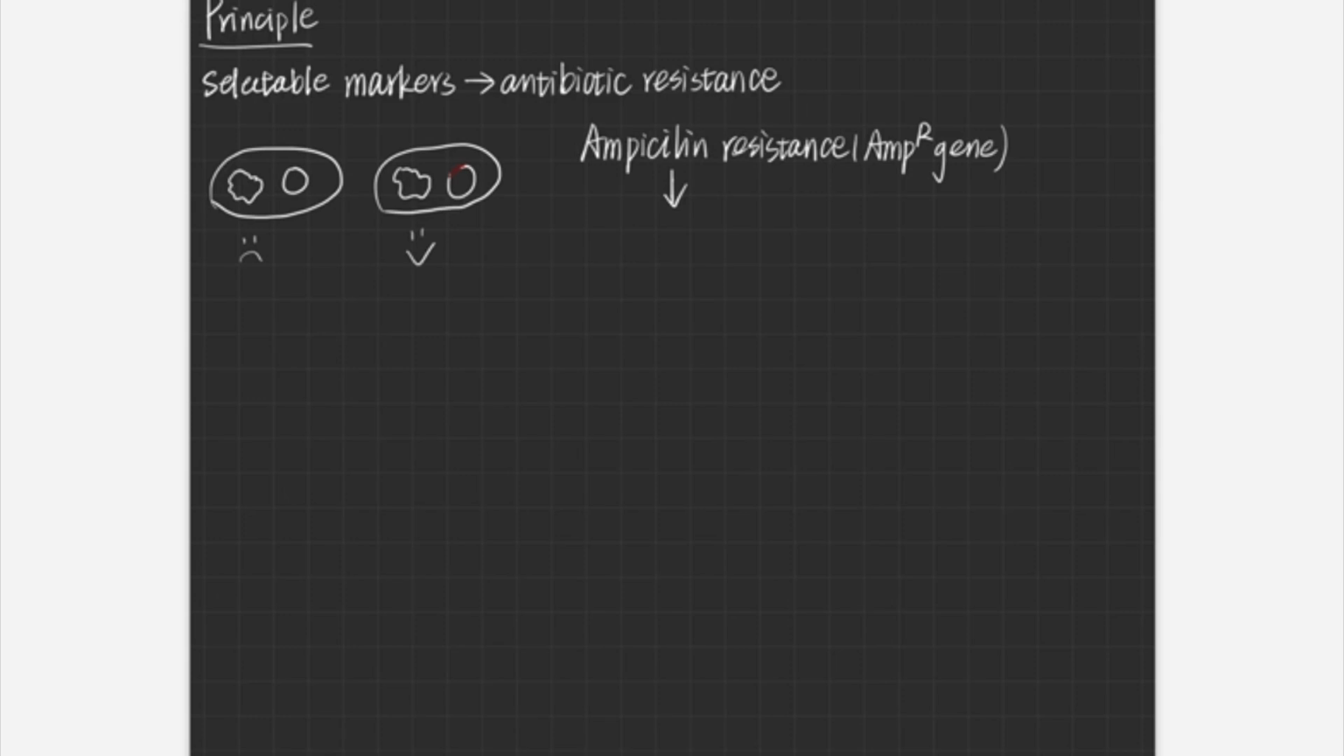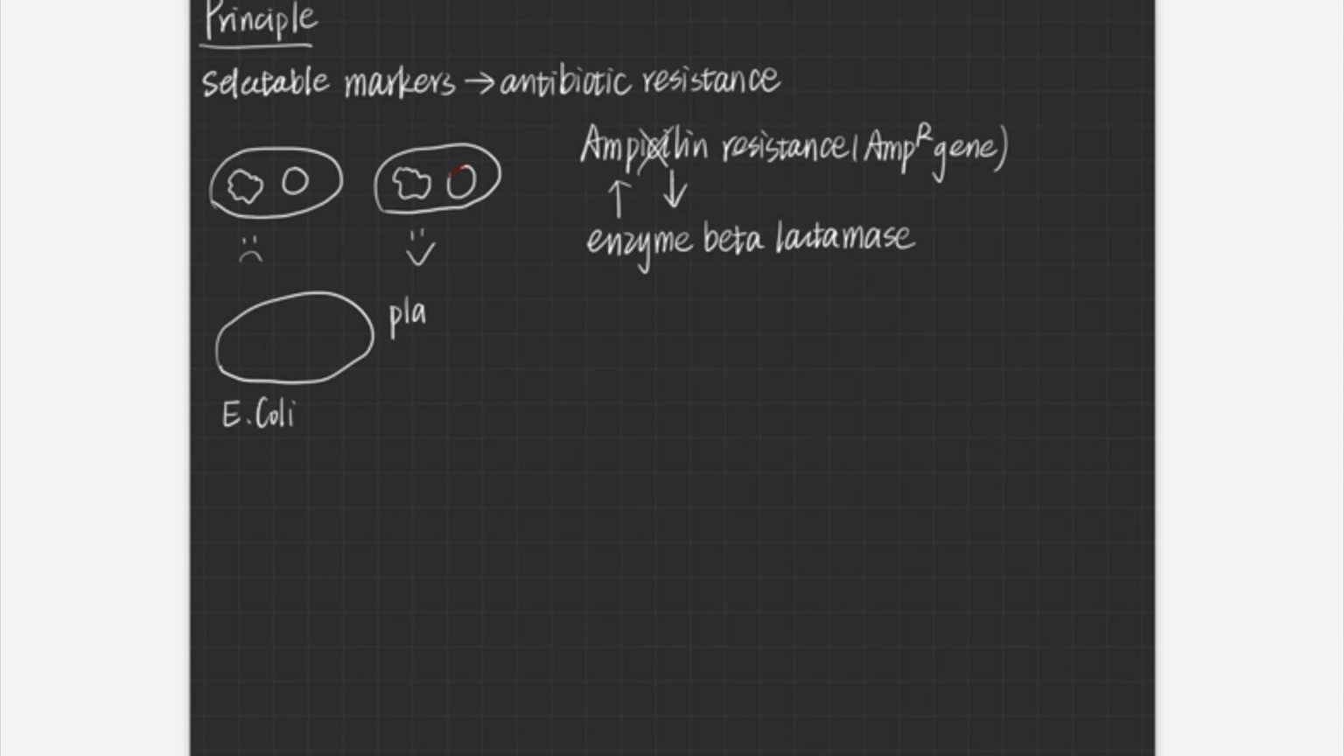When the cell contains a plasmid carrying the AMPR gene, it can make the enzyme beta-lactamase and break down the ampicillin before it affects the cells. We will start with E. coli, which are susceptible to ampicillin because they do not have a plasmid with AMPR gene. The bacteria have been growing on LB agar. In this lab, we will transfer some of the bacteria with a plasmid called pUC19.